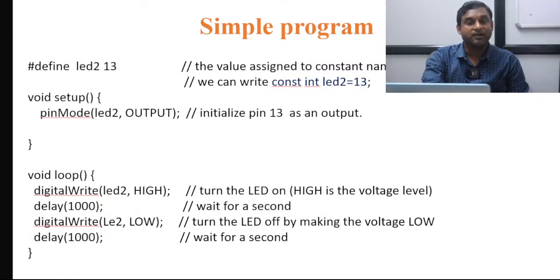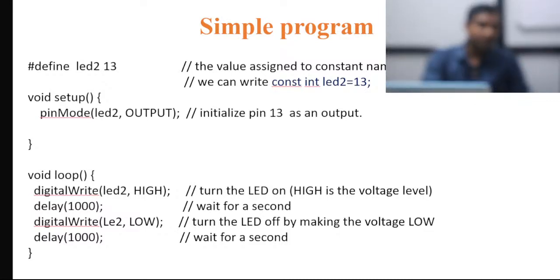First I am defining this LED. It is defined as LED 2, 13. That means LED 2 is a constant which is assigned to pin number 13. Now pin number 13 is assigned to LED 2. Instead of that, you can also write constant integer LED equal to 13.